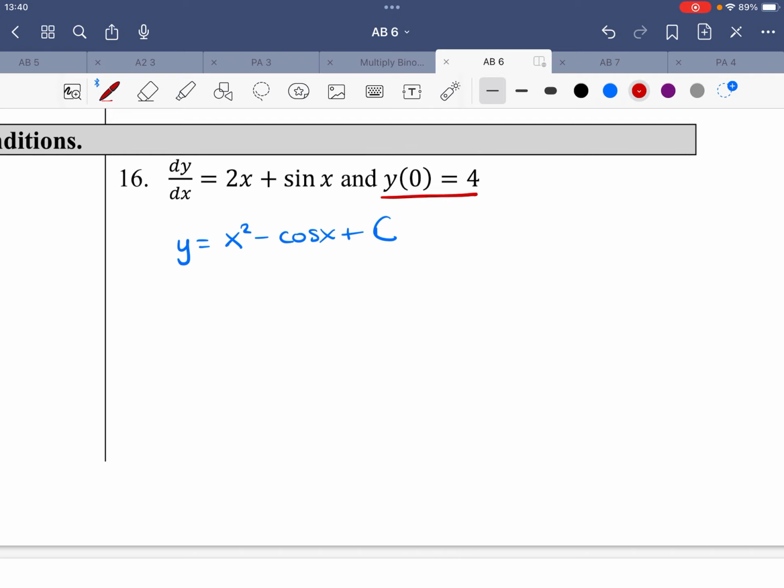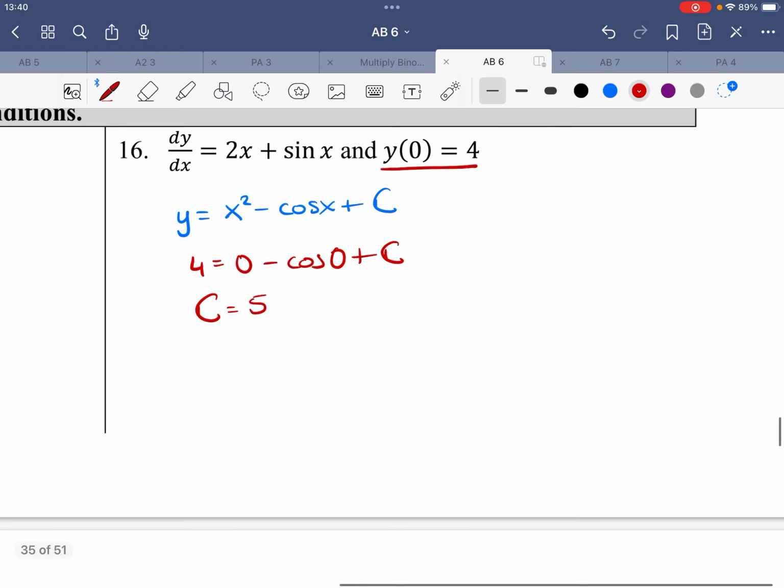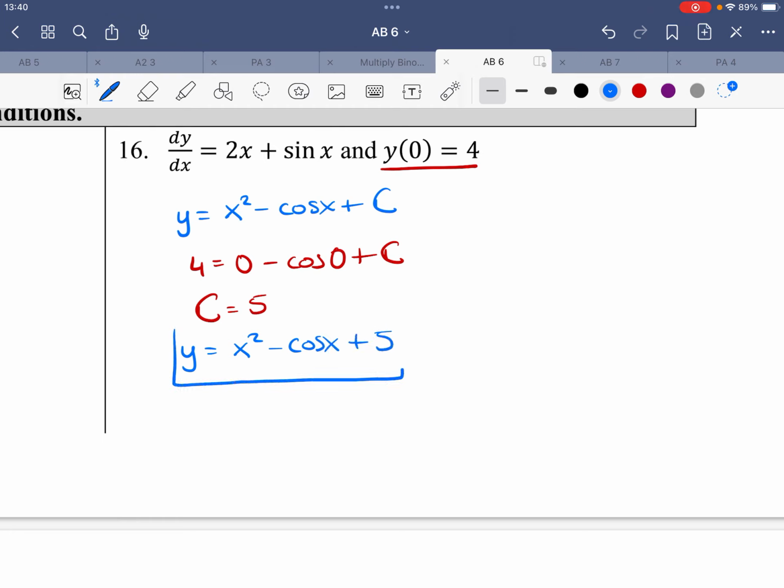Again, I'm going to use this condition by saying that y is 4 when x is 0. I can find the value of c. In this case, cosine of 0 is 1, so I think c equals 5. And now I can rewrite the function with the new constant value, and that would be my solution.